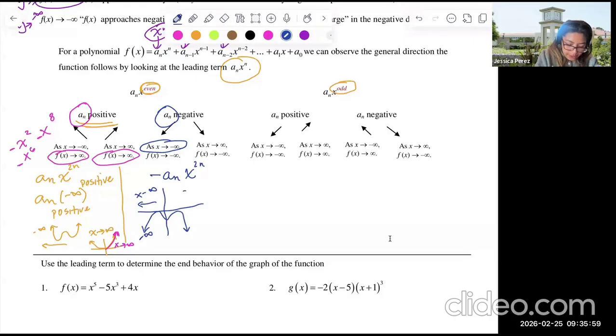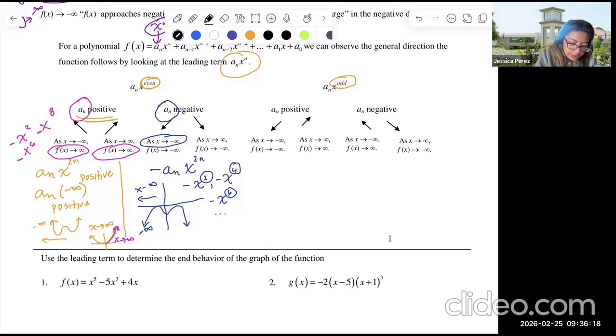So now this is negative x squared, a negative x to the 4th, a negative x to the 6th, and so on. My power is even, but my leading coefficient is negative. So here I have to focus on my leading term. My leading term is negative, so my y value will be negative. If my a sub n is positive, then for an even polynomial, my y value will be positive.